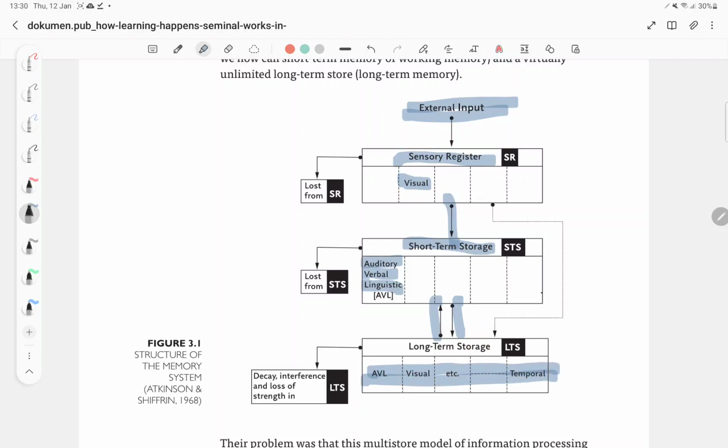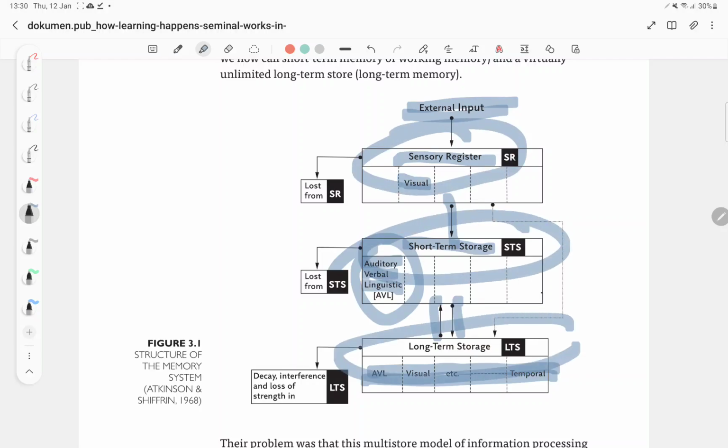When I say AVL, that AVL is actually auditory, verbal, linguistic over here. It can be those different types of memories. And that's how you go from your sensory register to your short-term storage to your long-term storage. And Craik's account was to say, now hold on, this is true. You do have this visual sensory register. You do have short-term storage, which is auditory, verbal, and linguistic. And you do have long-term storage, which works in auditory, verbal, linguistic, and visual and temporal. It does work like that.